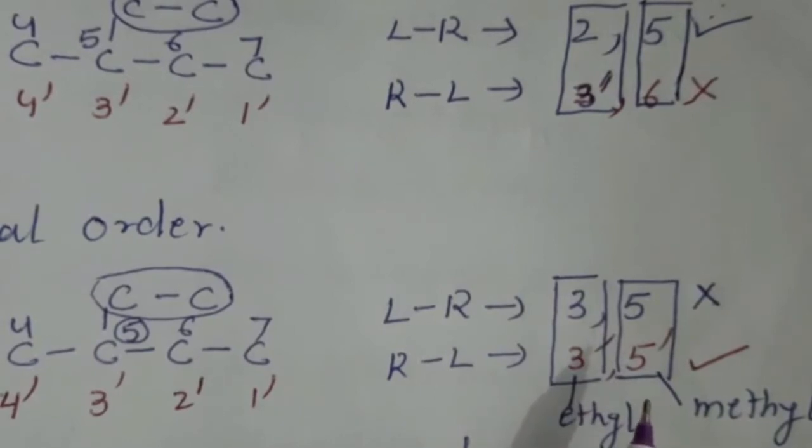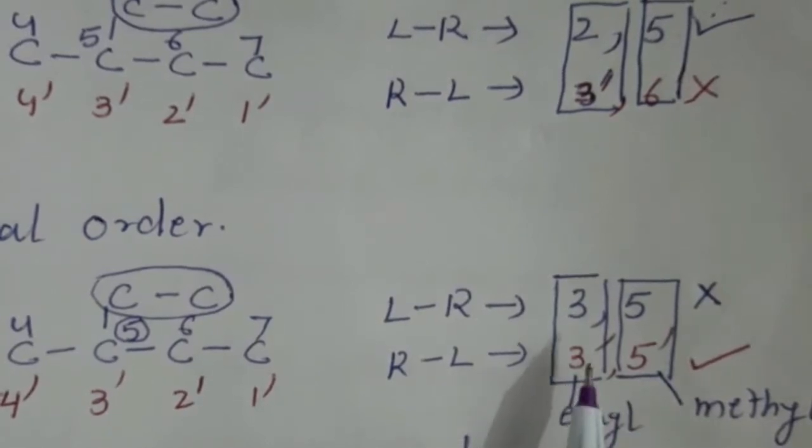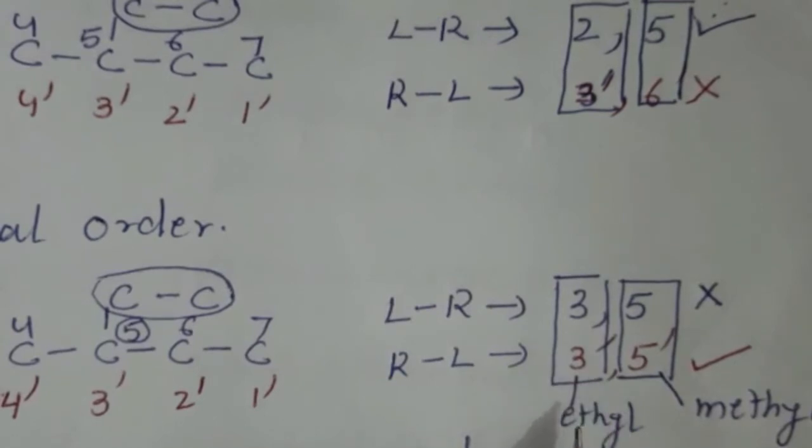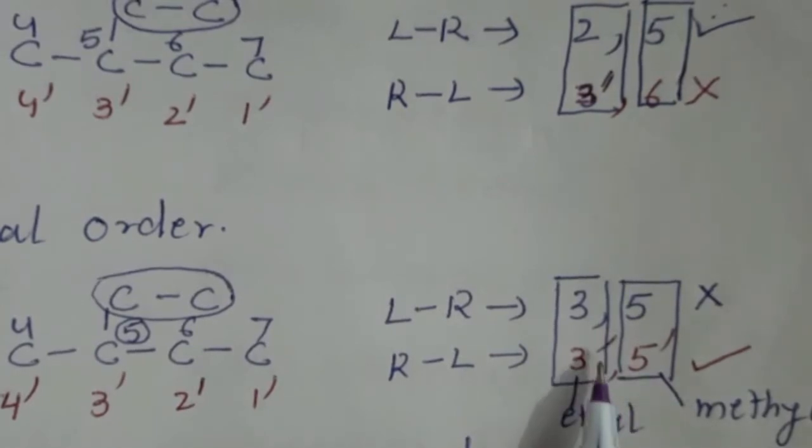So in that case, we used the third rule of nomenclature, which states that we have to consider the alphabetical order of the substituent. Here the two branches of the substituent are ethyl and methyl. E comes first alphabetically, and letter M comes afterward, and that is why the lowest number should be given to ethyl and the greater number should be given to the methyl according to the alphabetical order. Ethyl should be given a lower number and methyl should be given a greater number.